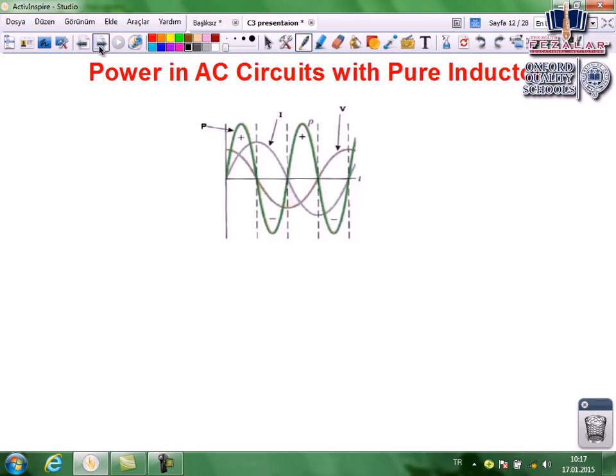Now, power in an AC circuit with a pure inductor. When an AC source is connected to a pure inductor, the energy is stored as a magnetic field in the inductor, then it is released, stored, released, stored, released. So we can say that if there is no resistance, there will be no power consumed, because as you see here, for positive value of current and positive value of voltage, power is positive, but here for positive value of current and negative value of voltage, power is negative, so they will cancel each other. So power for an AC circuit with a pure inductor can be written as no power consumed.